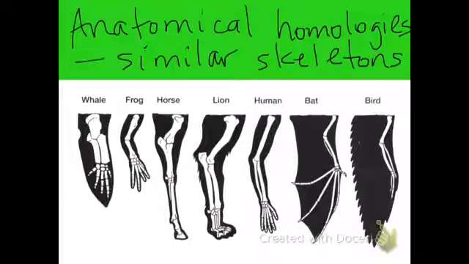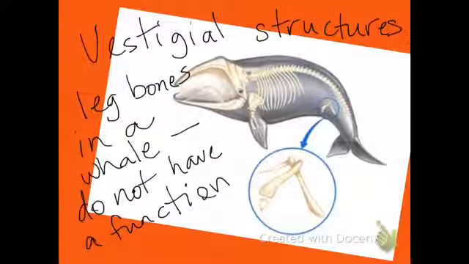This illustration shows anatomical homologies, or similarities in skeletons of different vertebrates. Vestigial structures are structures that do not currently have a function. For example, whales have leg bones inside of them, although they don't walk on land. There was a time when they did walk on land in the past.